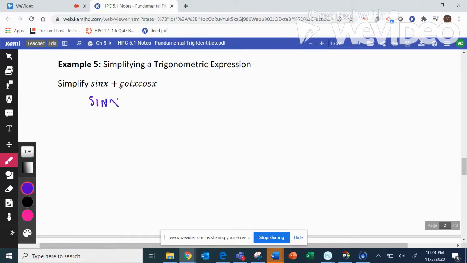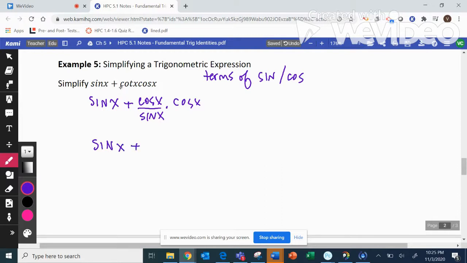One recommended method might be to change everything into terms of sine or cosine. So here I've got sine x plus, I'm going to change this cotangent x into cosine x over sine x. And I'm not going to change the other cosine x at all. So we have all sine and cosine x. My next step could be to multiply cosine x over sine x by cosine x. So that'll be cosine squared x over sine x.